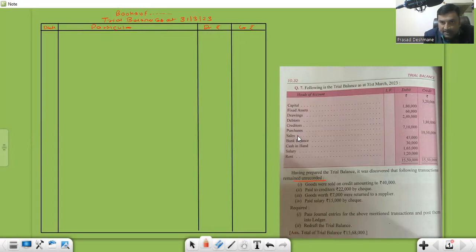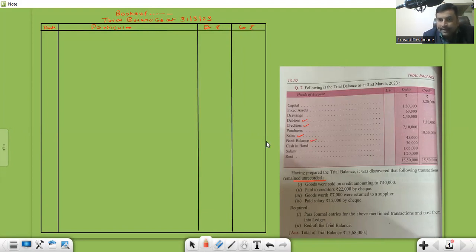So we'll put a tick mark on sales because it's going to change your sales balance, because we sold goods but did not record them. And when we sold goods on a credit basis, our debtors balance will also change, right? Because debtors means the person who bought the goods from us on credit. Next, they said paid to creditors 22,000. So when you pay creditors, definitely your creditors balance will be impacted. So put a tick mark on creditors. And since we paid through check, your bank balance will get affected.